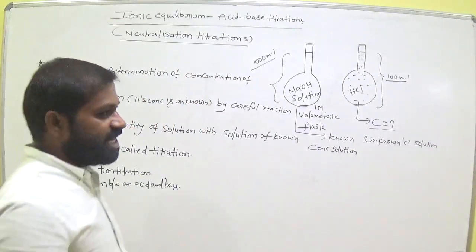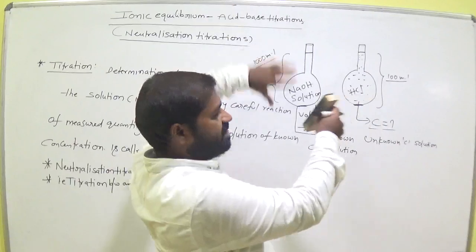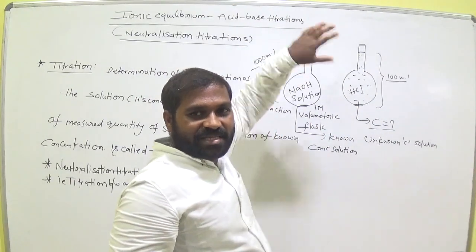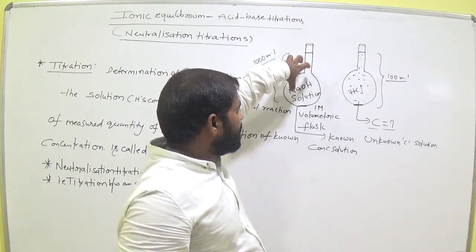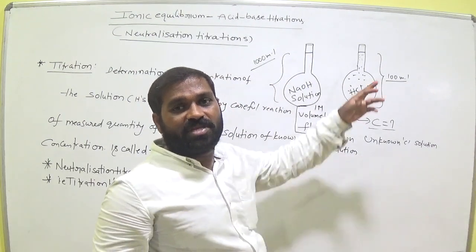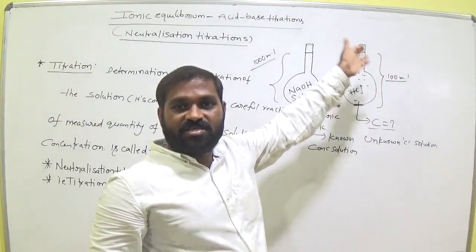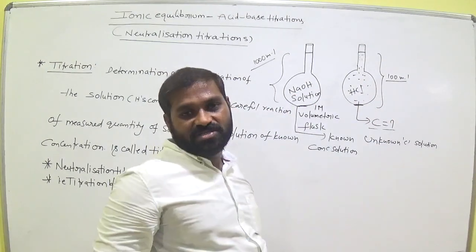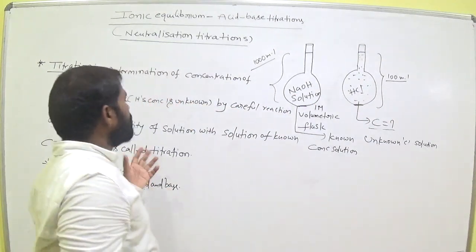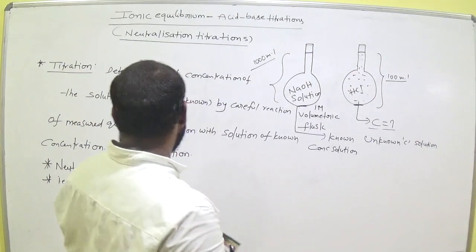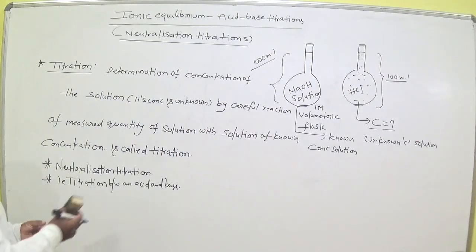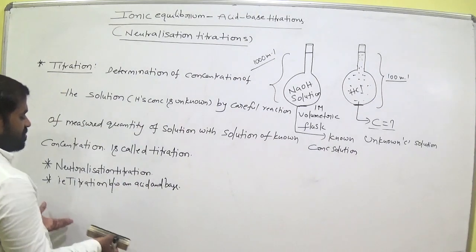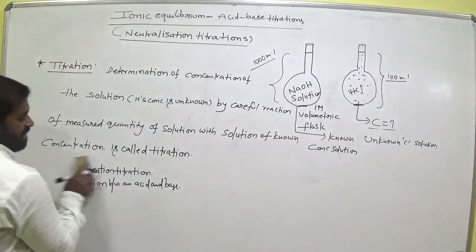So that is called titration, the reaction between an acid and a base. By this titration, we know the concentration of one solution, we don't know the concentration of the other, so by using this we can calculate the concentration of the unknown solution. That is called titration. Write the definition. Here acid-base means neutralization, so we call it neutralization titration.